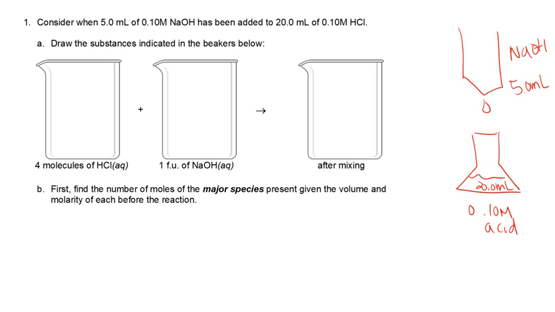So originally we have, let's say, 4 molecules of HCl. So I'm going to draw that out. Again, HCl is a strong acid. It's going to dissociate in water to H plus and Cl minus, so completely dissociate. So we get H plus and Cl minus floating around in solution.